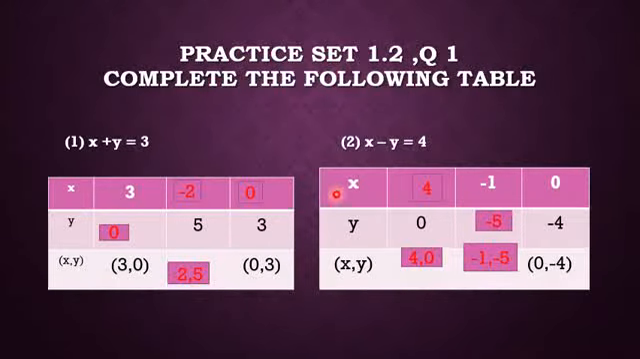The x coordinate is minus 1. We can write the y coordinate is minus 5. Then (x, y) is minus 1 comma minus 5. The x coordinate is 0. The y coordinate is minus 4. Then (x, y) is 0 comma minus 4.